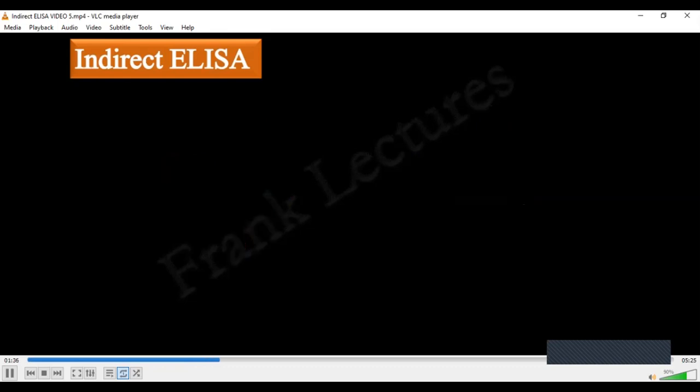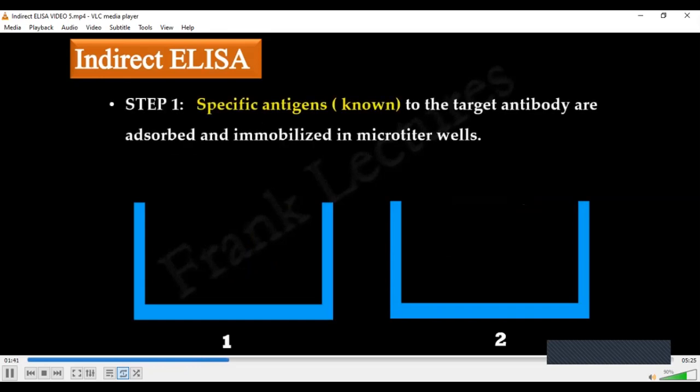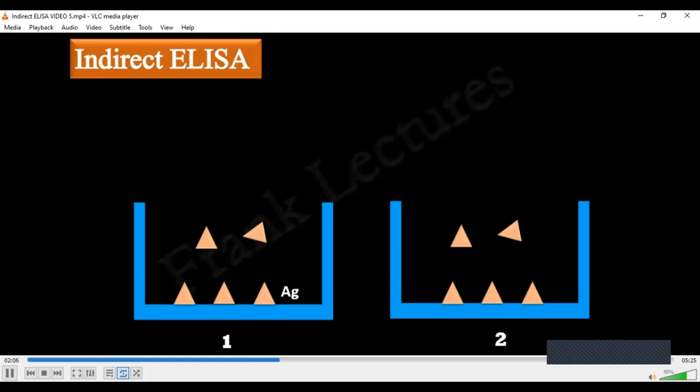We will take two microtiter wells. In the first step, specific antigens to the antibodies of interest are immobilized in both the microtiter wells. This means these antigens are known to us. For example, if we want to detect antibodies for HIV, the antigens adsorbed in microtiter wells are recombinant envelope and core proteins of HIV. After some time, these wells are rinsed to remove any unbound antigen.